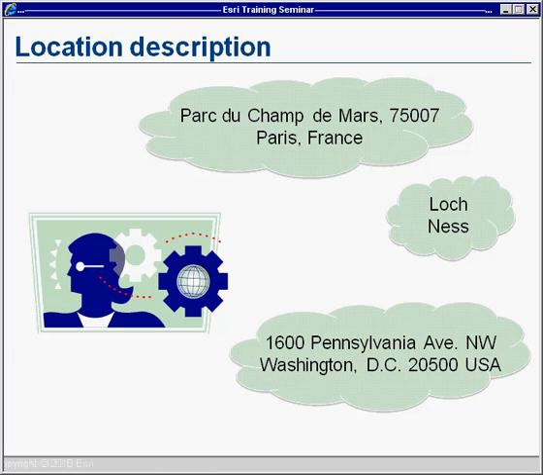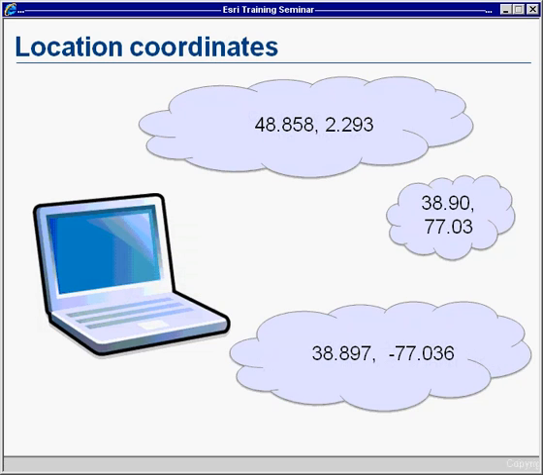The difficulty is the computer sees these locations slightly differently. This is the way the computer sees all three of these locations. Coordinate pairs, latitude and longitude. If you go to these latitude and longitude coordinates using your computer, it'll show you where they're at. The difficulty is, how do we link those two together? How do we go from one to the other? We do that using geocoding.